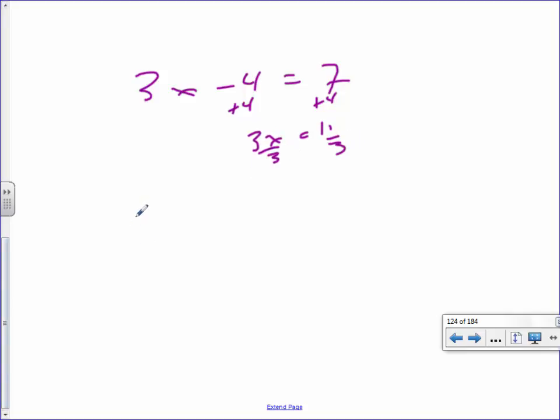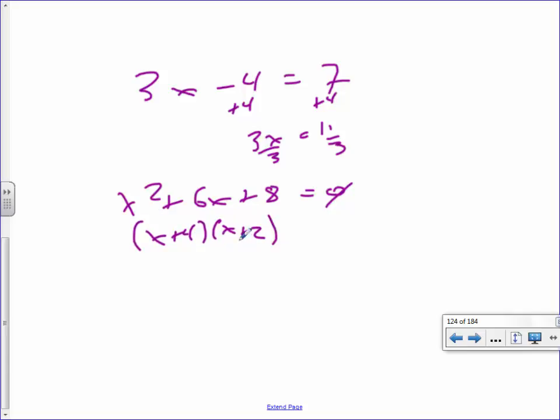All right. Let's say it was quadratic: x squared plus 6x plus 8 equals 0. You have a couple of options. One option is to factor, which you can do. I picked this one on purpose because 4 and 2 add to give 6, and 4 and 2 multiply to give 8. Hopefully by now you're comfortable knowing this means x is -4 and x is -2.